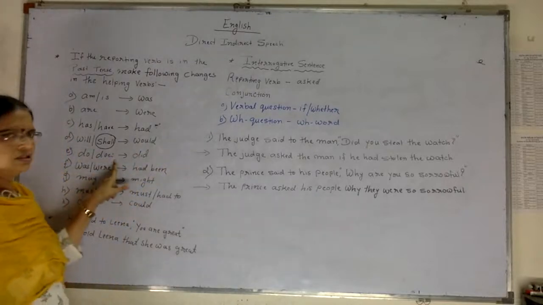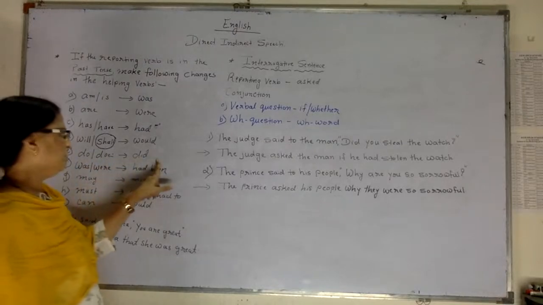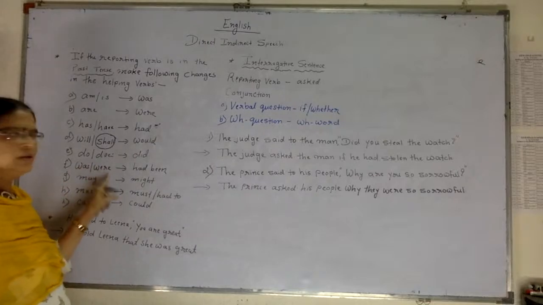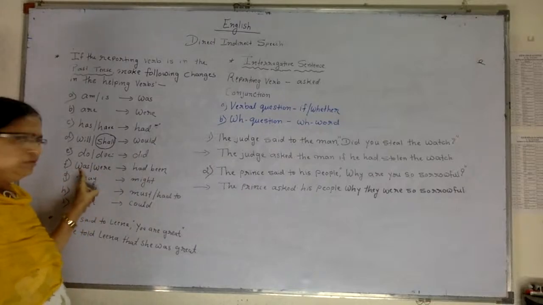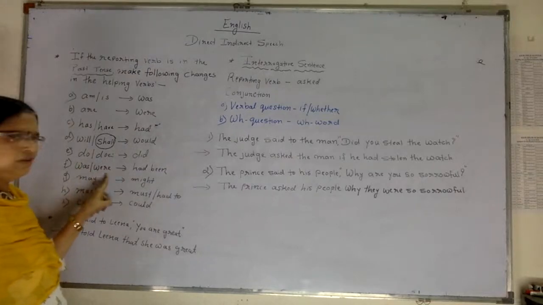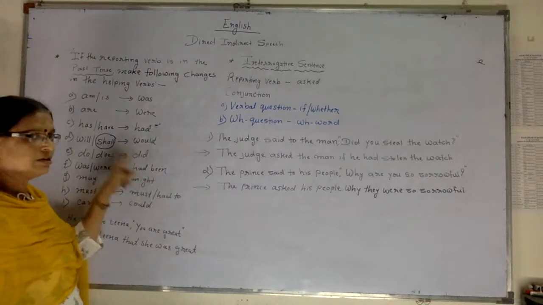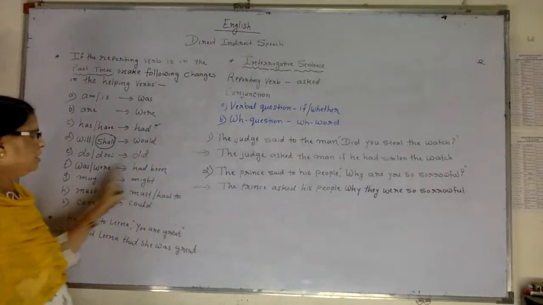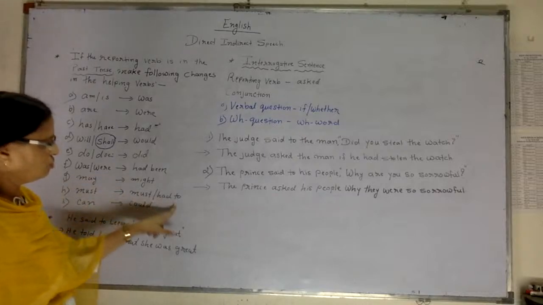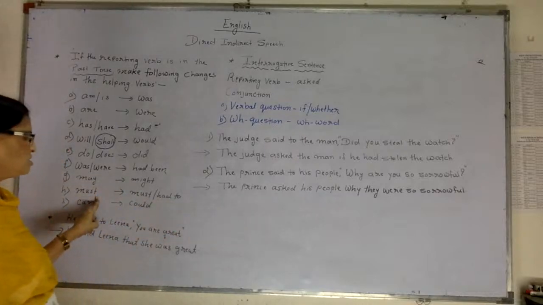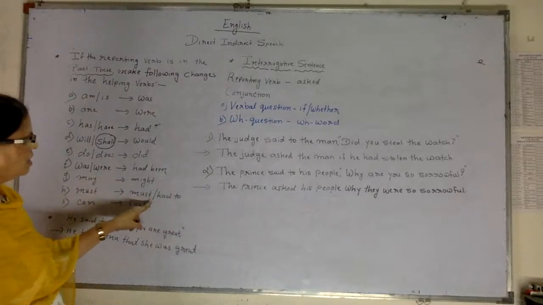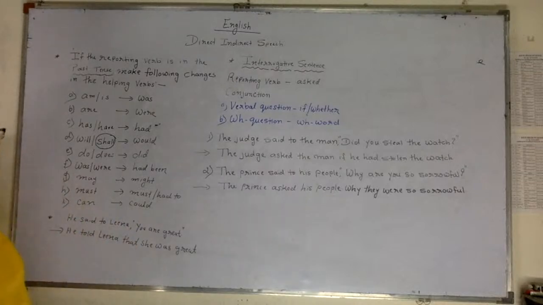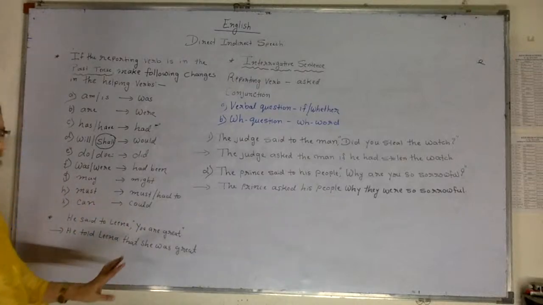Then do or does, which we use in the present tense, will change to did. Was or were, which we use in the simple past tense, will change to past perfect tense. So past tense was and were, you can keep it as it is, or you can change it to had been. Must shows compulsion, so must will remain must, or it will change to had to. Can will change to could. And if there is shall or should, there won't be any changes.